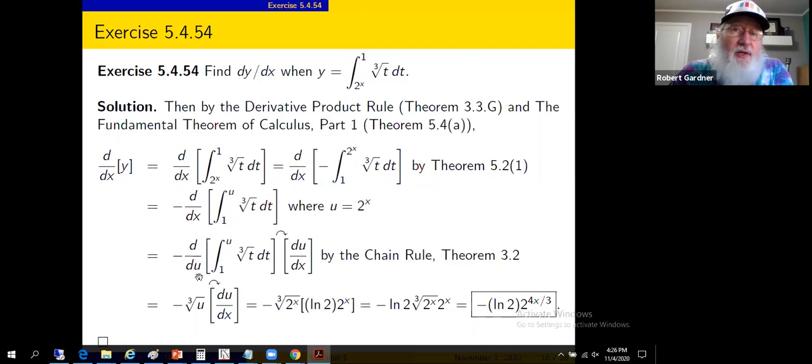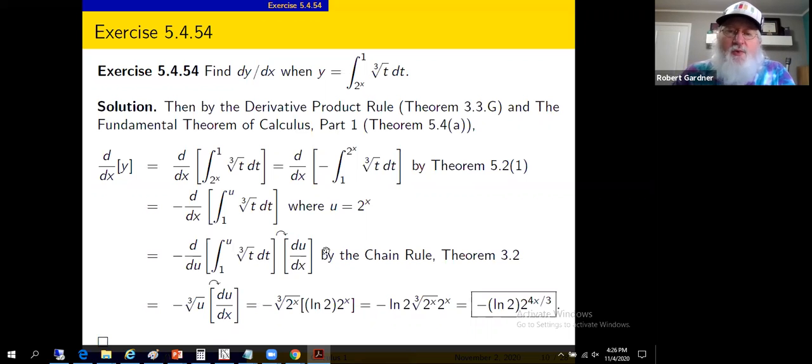Now we've got the same thing we're differentiating with respect to here as we have as an upper bound here. Fundamental Theorem of Calculus, Part 1, tells you how to deal with that. I just take the integrand and replace the t with a u. So we'll get cube root of u. The negative sign travels down from the front. Chain rule puts a du dx there.